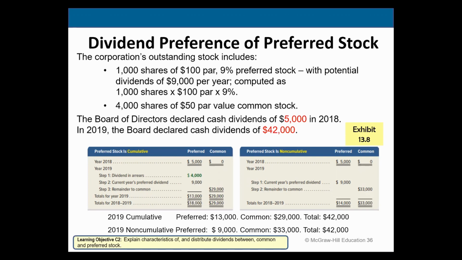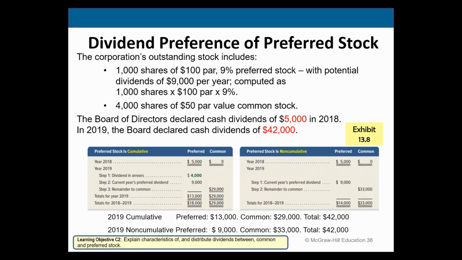For year 2019, under the cumulative method, preferred will receive $4,000 for dividends in arrears that were from 2018, plus the current year's dividends of $9,000, for a total of $13,000. Common will receive $29,000. Total dividend for 2019 is $42,000: $13,000 preferred, plus the $29,000 for common.